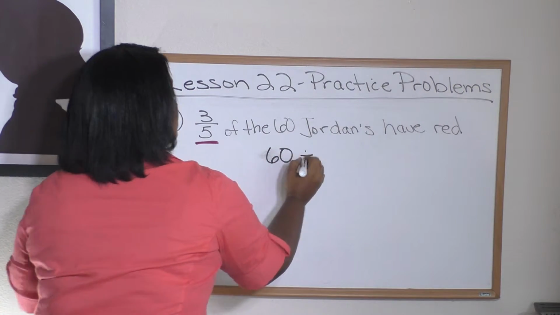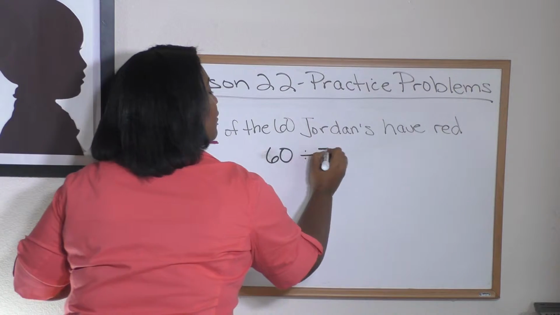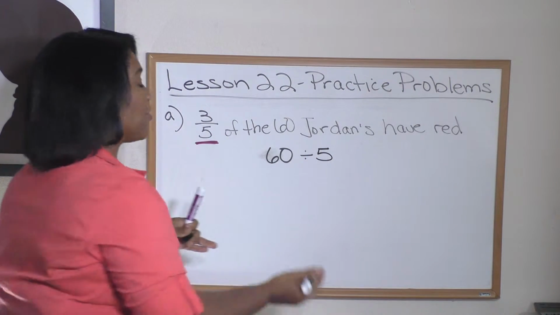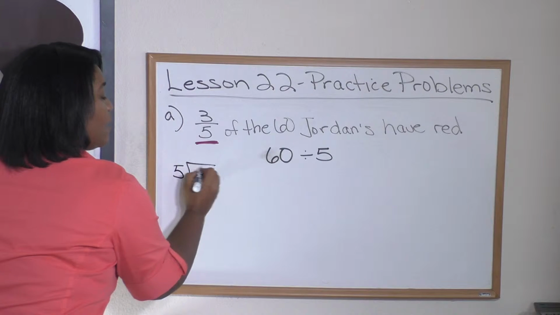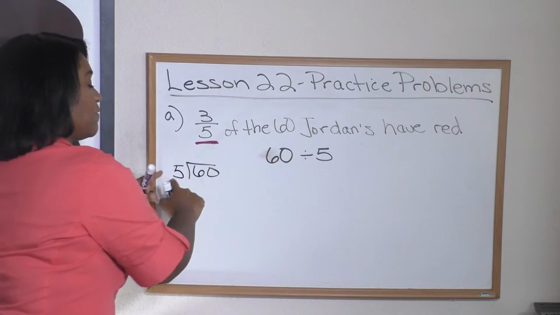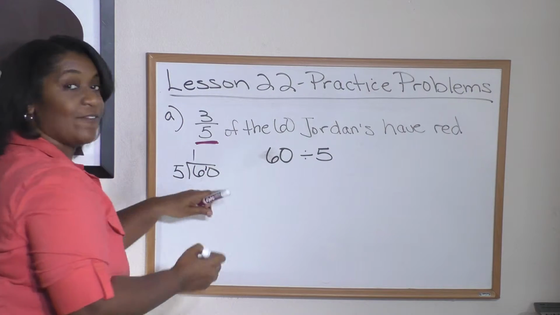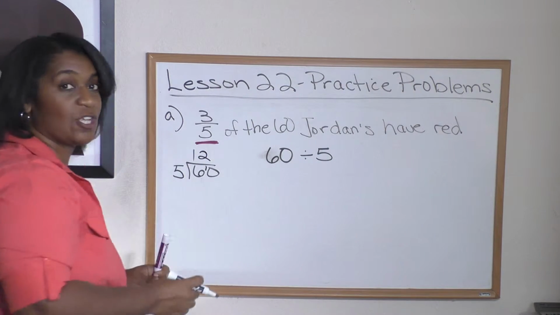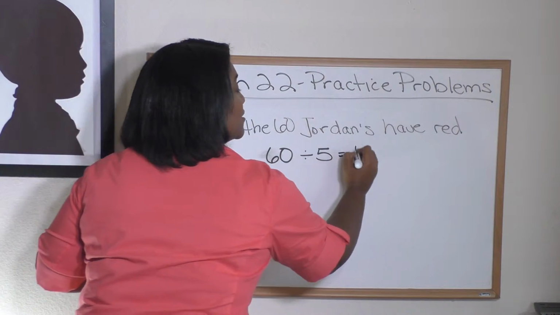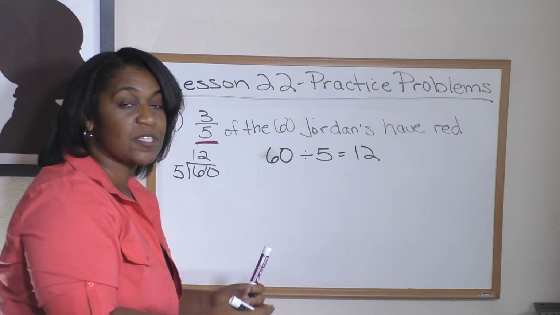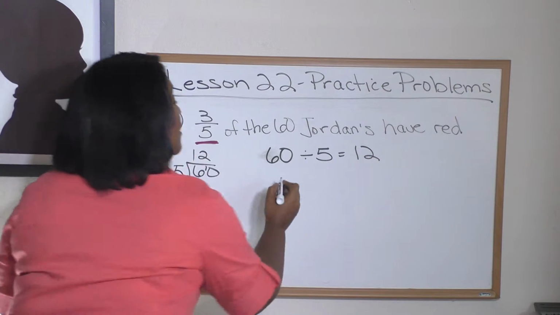60 divided by 5. Now, you can always do the math over to the side if you don't know it in your head. 60 divided by 5: 5 into 6 goes 1 time, 1 is left over, 5 into 10 goes 2. Lovely. So 12, that means we have 5 groups, and they each have 12 Jordans in them. Let's draw.